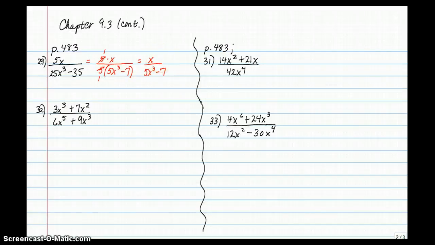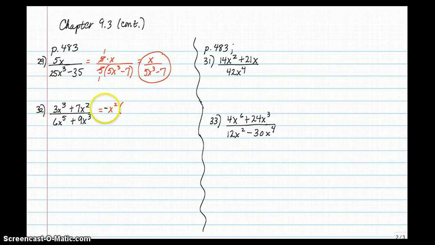Okay, we're going to go on now to number 32. Let's circle this. Looking at number 32, we've got 3x cubed plus 7x squared. Well, we can see 3 and 7 don't have a common factor. So I'm going to factor out my biggest x, which is x squared. If you want to stretch it out, you can.